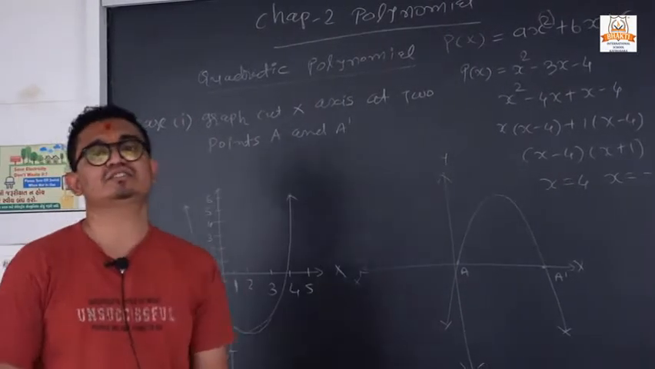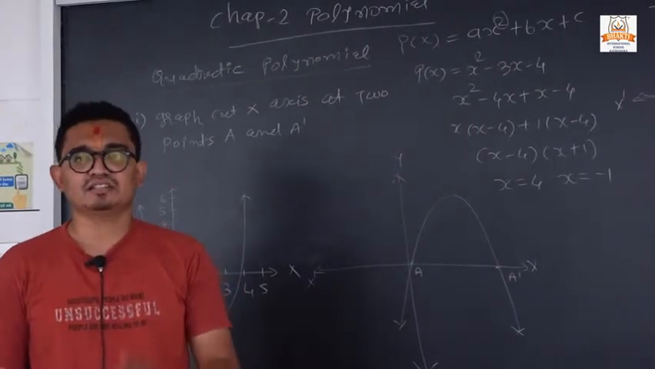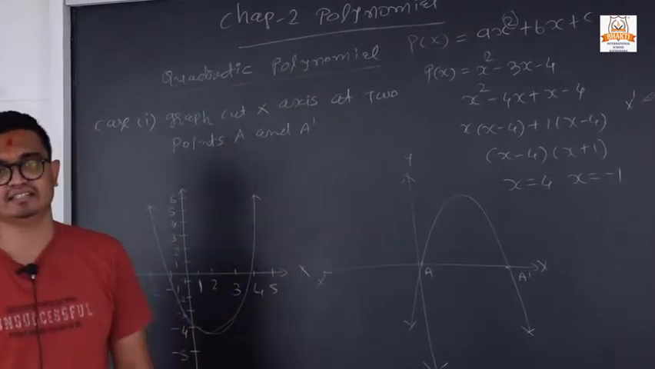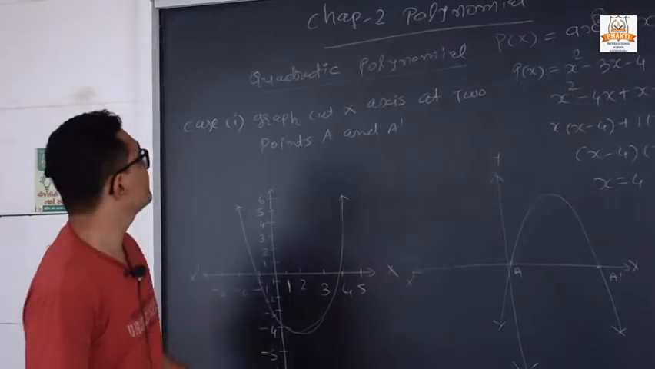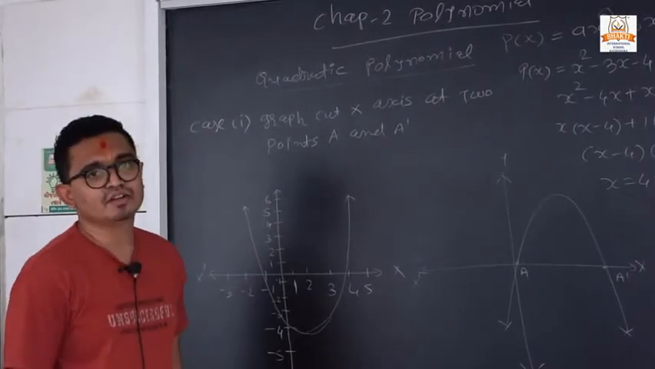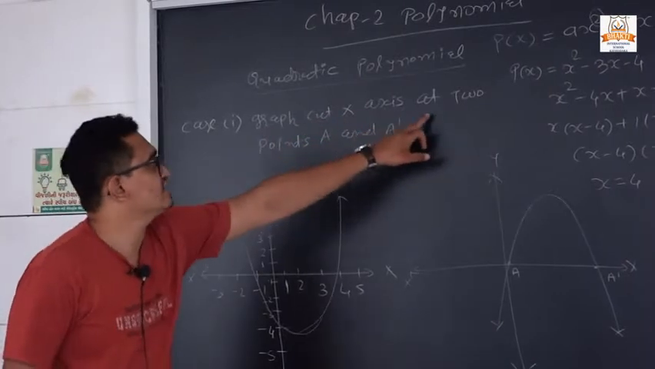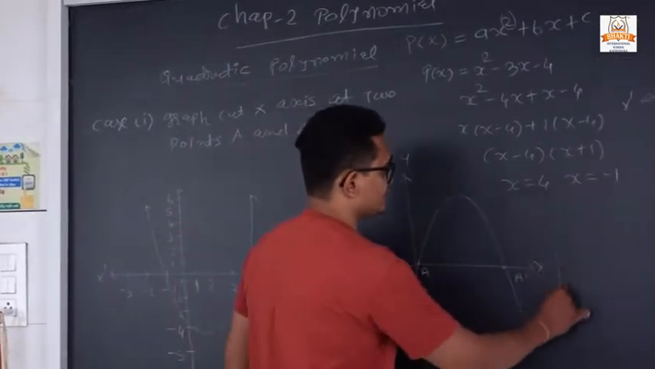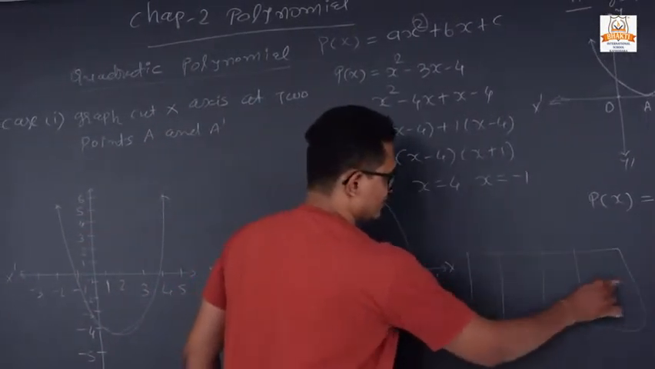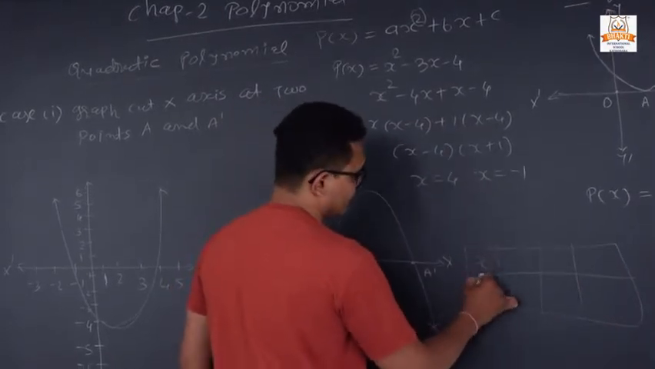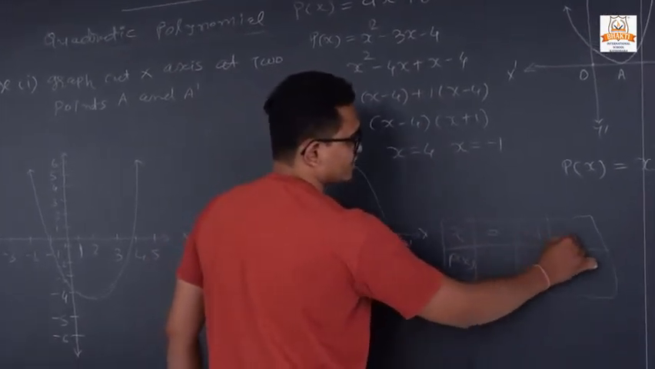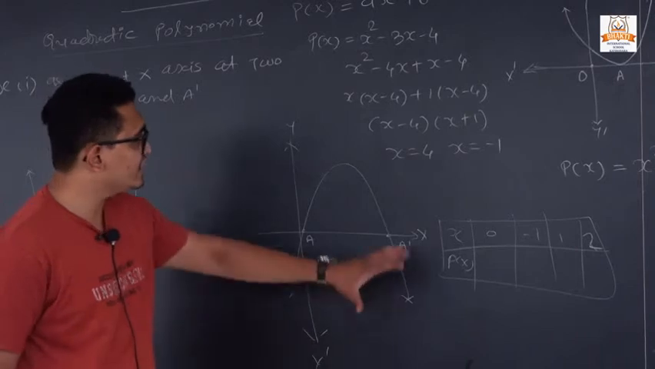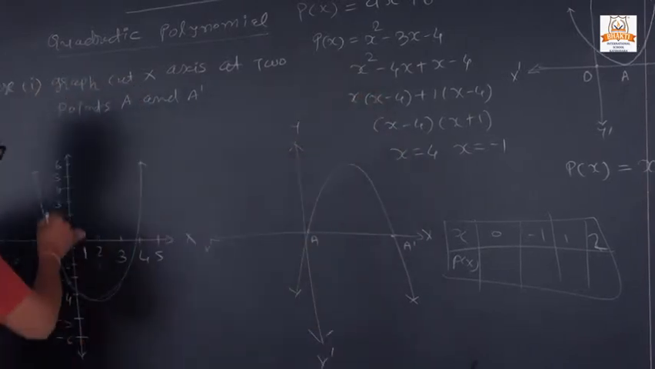In today's lecture we will discuss three different cases of quadratic polynomials. In the first case, the graph cuts the x-axis at 2 points, a and a dash. If I want to draw the graph, we take different values of x, as last time: 0, minus 1, 1, 2 and so on. From them we can plot the graph. The graph is actually like that.